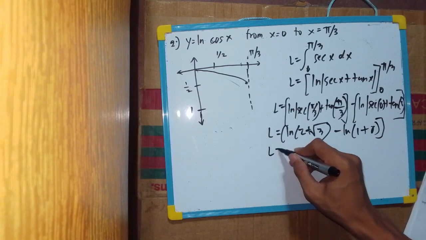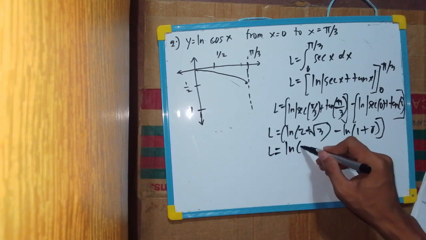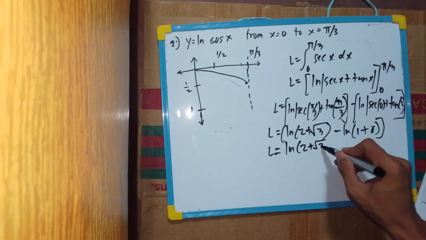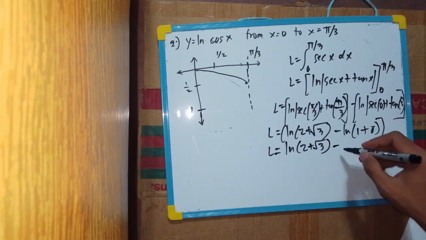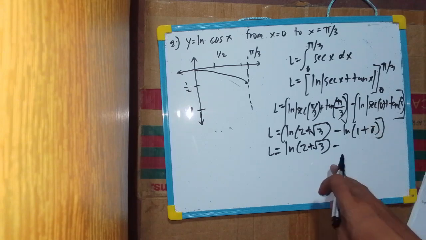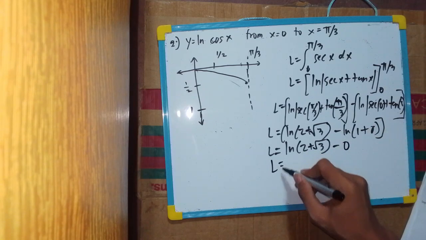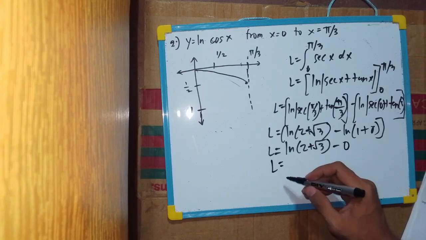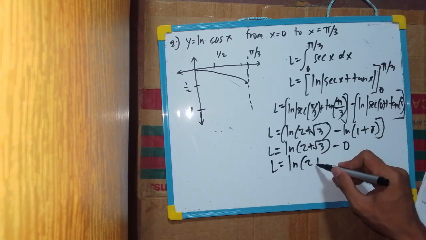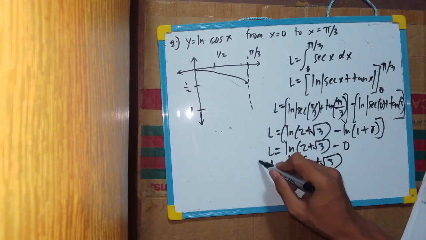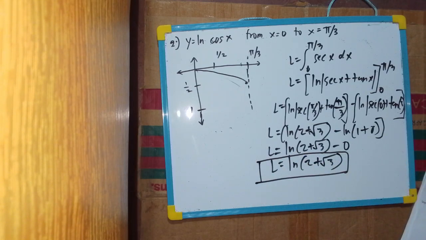So now we have ln of 2 plus square root of 3 minus ln 1. ln 1 is just 0, so right here is 0. Then the length is actually ln of 2 plus square root of 3. So this is the length of the curve.